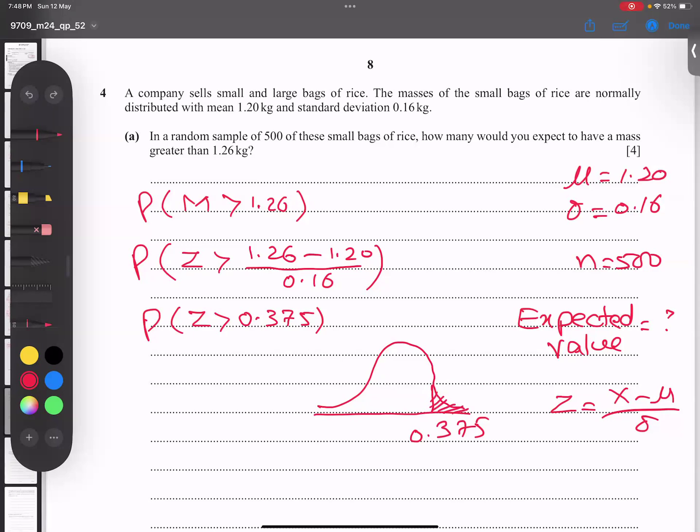Basically, whenever you see the probability distribution table, it always gives you the left side value. So this is called the white portion, phi of 0.375. I'll get the white portion by this, but I need the other one. The sum of all values is 1, so I will do 1 minus phi of that.